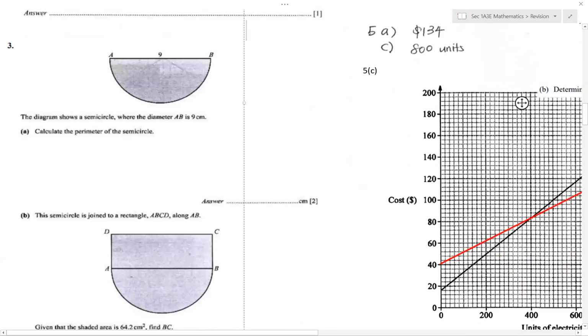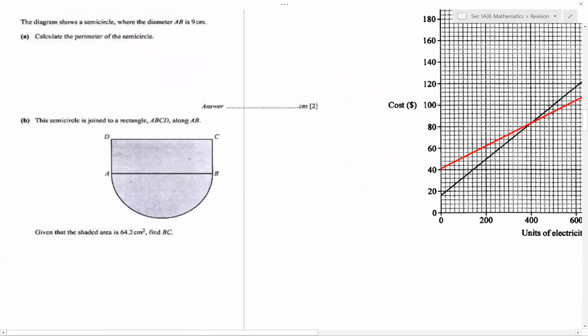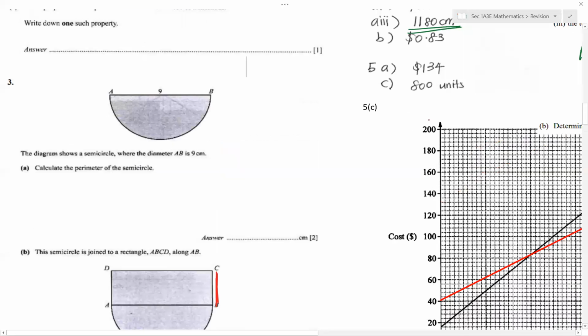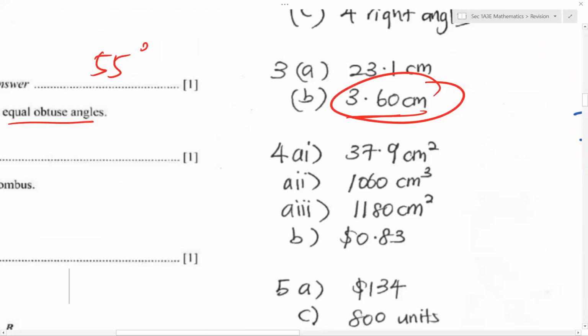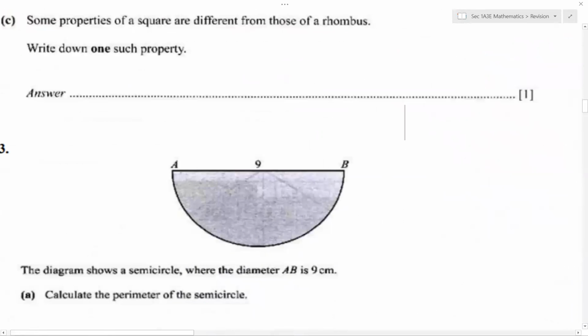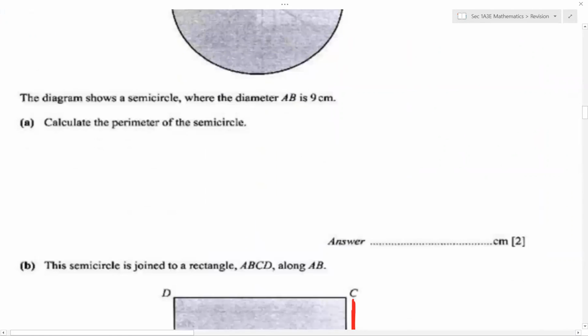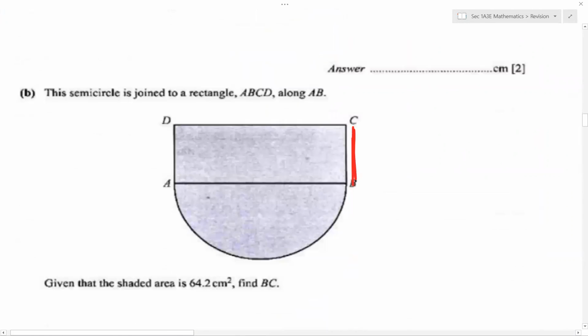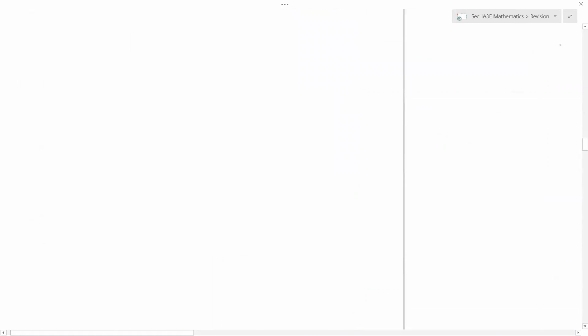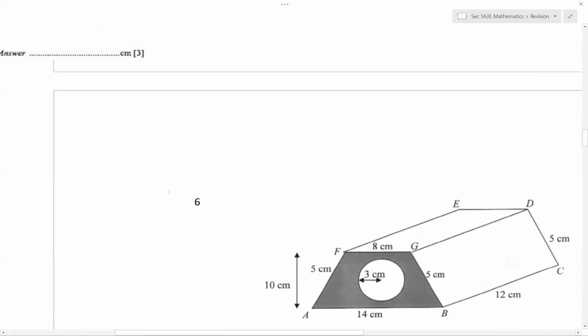Given the shaded area is 64.25, so basically find the height of this rectangle. The height is 3.60 cm. This is the height, BC. Does anybody need me to go through? No. Okay. I hope you used algebra for this, instead of your primary school method: find area, then area minus area equals the area of the rectangle, then the area of the rectangle divided by the diameter equals the answer. I hope that wasn't what you did. I hope you used algebra, although you get the same answer.